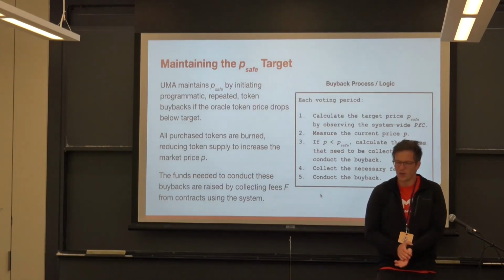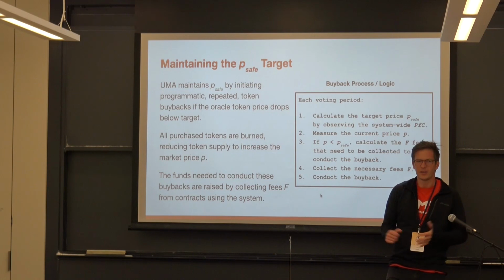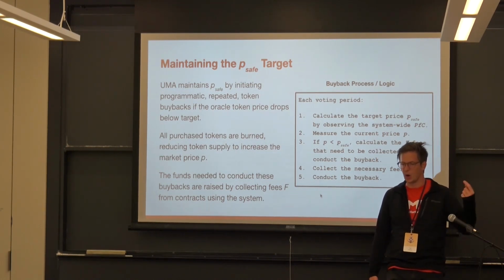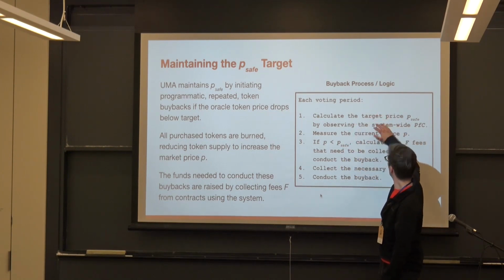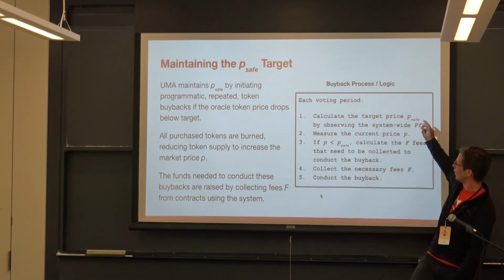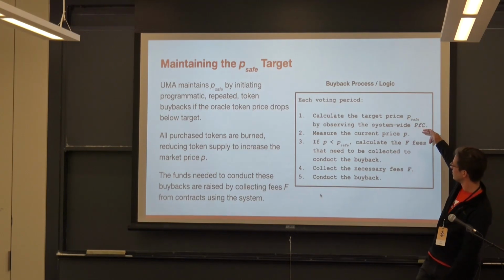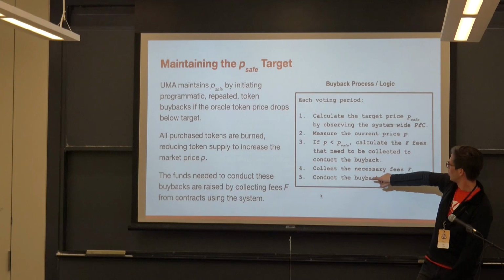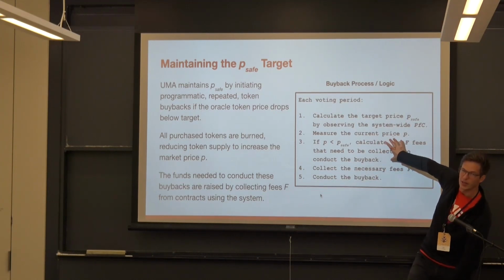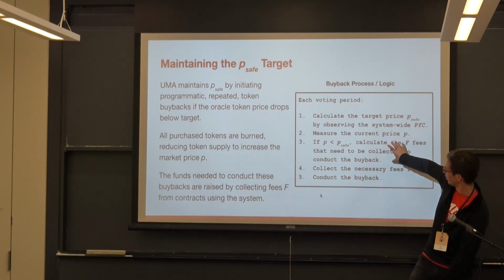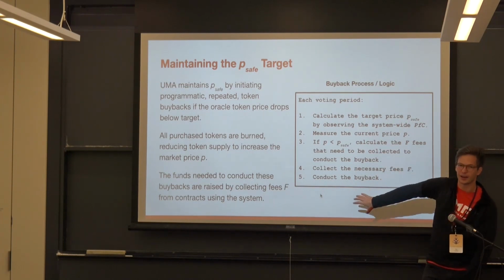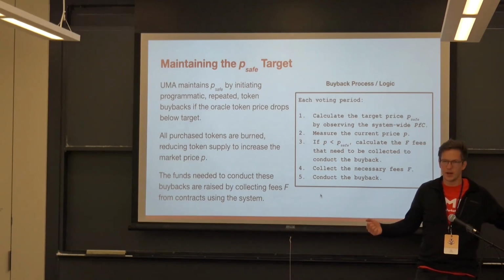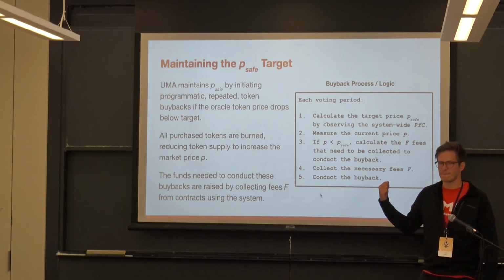So how do we maintain this safe target? This is just through a programmatic buyback. Every voting period, we calculate what our target price is by observing the system-wide profit of corruption. We look at what the current market cap is. If the system is below where it should be, we calculate the fee we need to keep the system secure, we levy a tax, and we conduct a buyback. We do this repeatedly and programmatically, like a central bank containing a currency peg.